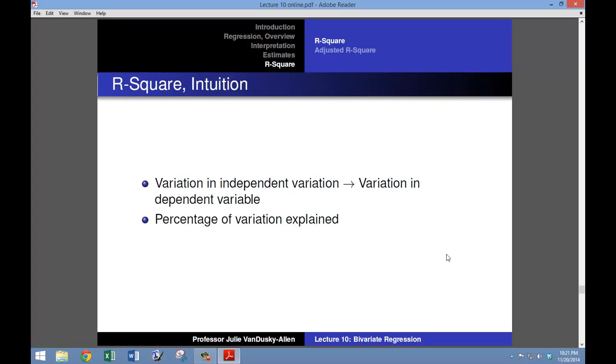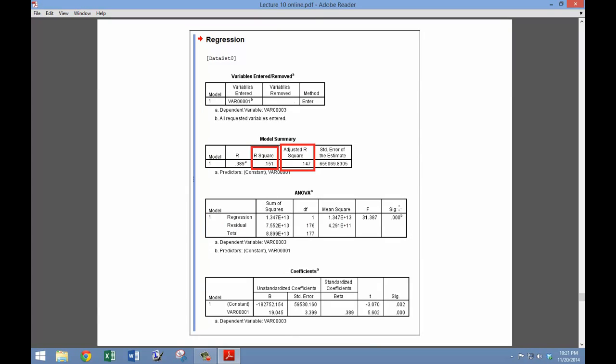The last topic I'm going to cover in this class is how to interpret an R-squared from a regression analysis in SPSS. I cover how to calculate an R-squared in Political Science 398. An R-squared tells us the extent to which the variation in our independent variable estimates the variation in the dependent variable. In other words, how well does the independent variable predict the dependent variable? In the SPSS output, you can find the value of the R-squared in the model summary box here.